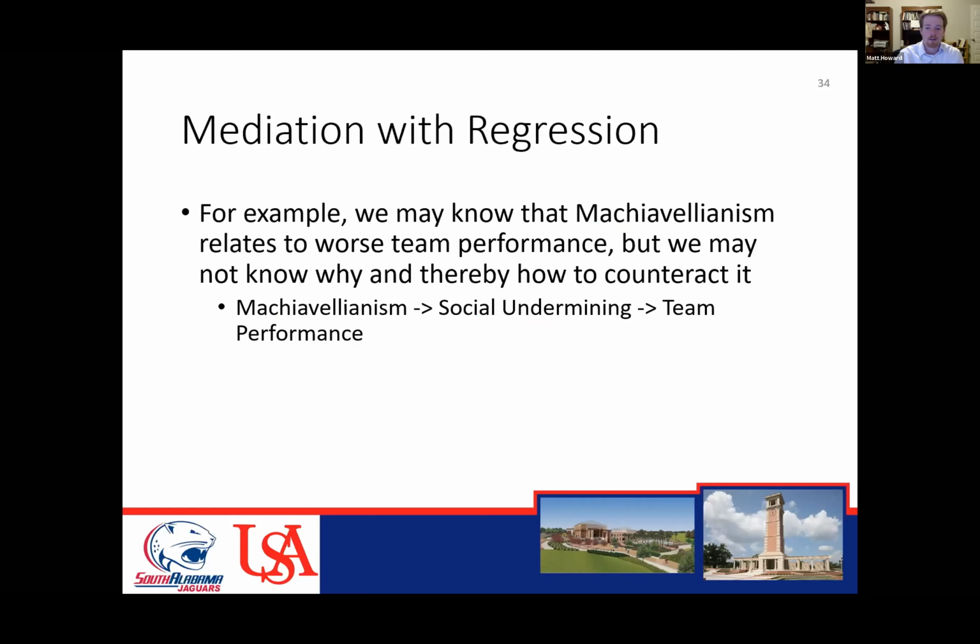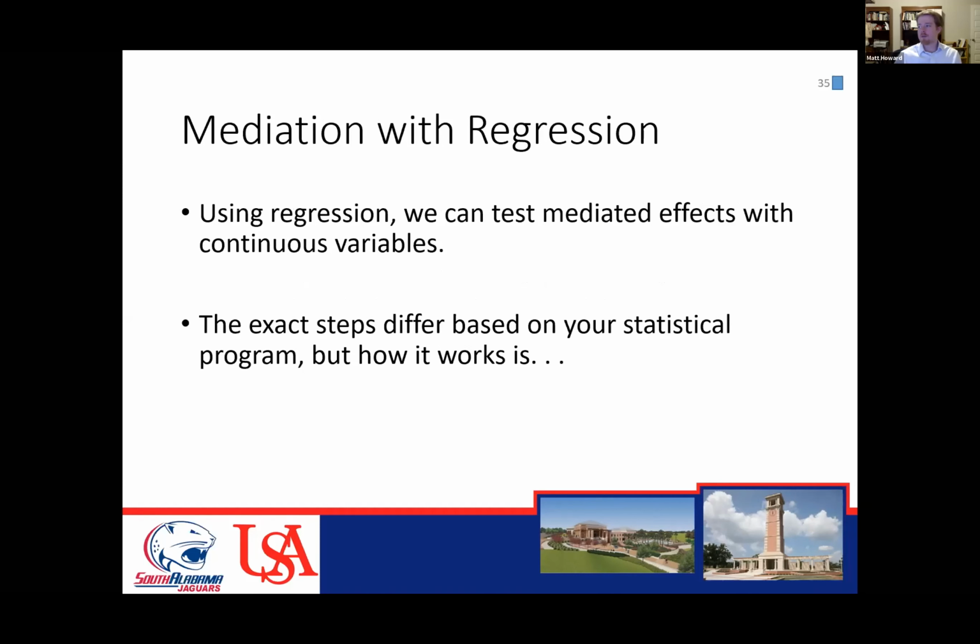Okay. So with regression, we can test mediated effects using continuous variables, and that's what we're going to talk about in this class: if we have a continuous predictor and a continuous mediator, how we can use regression to test for mediating effects. The exact steps differ on your statistical program. One thing to note is that with moderation, there's really only one way to test it, and that's mean centering your variables and then creating that interaction term. Yes, there's two or three other ways, but mean centering is the easiest.